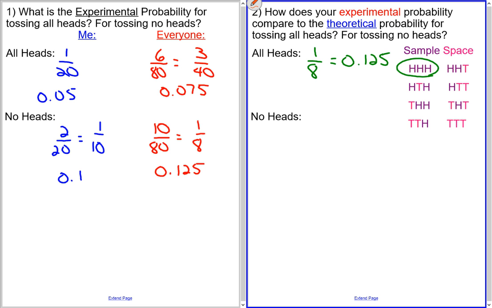Now if I go to no heads, I'd have to do the same thing. How many outcomes are no heads? That would be all tails here, and that's it. So 1 out of 8, which again as a decimal is 0.125.